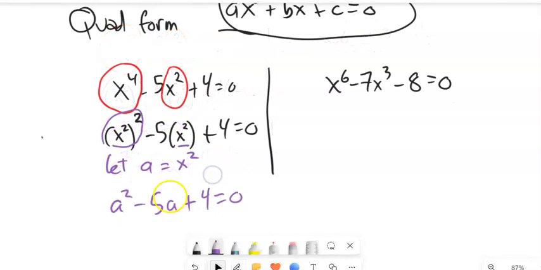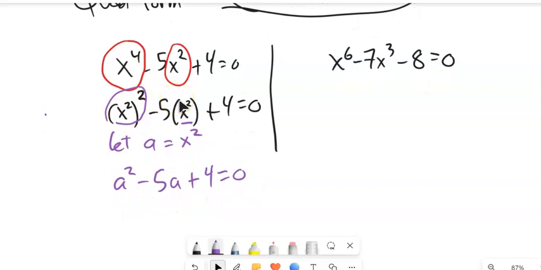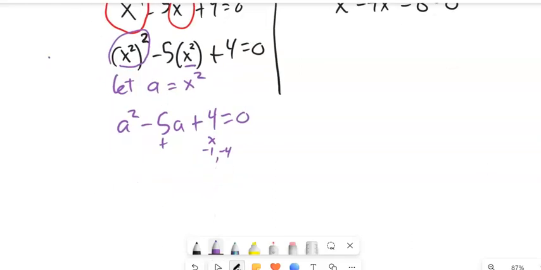So what I've done is I've rewritten this thing that's not a quadratic, but it's in a quadratic form, with the middle variable squared as this. And then I can just treat this like it's a quadratic and solve it. Then I'll worry about what the actual answers are after I do that. Things that multiply to 4, add to negative 5: negative 1 and negative 4. So I can rewrite this as a minus 1 times a minus 4 equals 0.